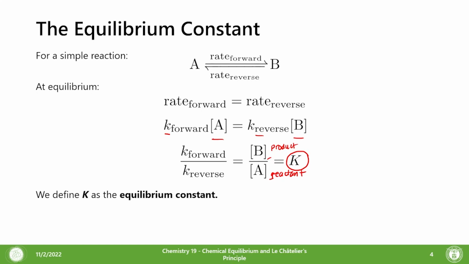Okay, so we define K as our equilibrium constant, and that is fixed for a certain reaction at a certain temperature and at a certain pressure. Okay, but later we will be defining another variable which is not fixed but is the sister of your equilibrium constant.